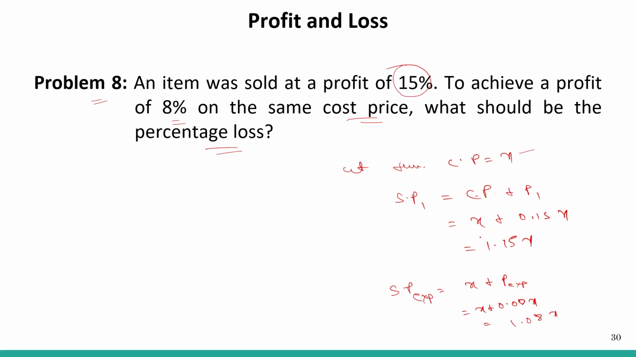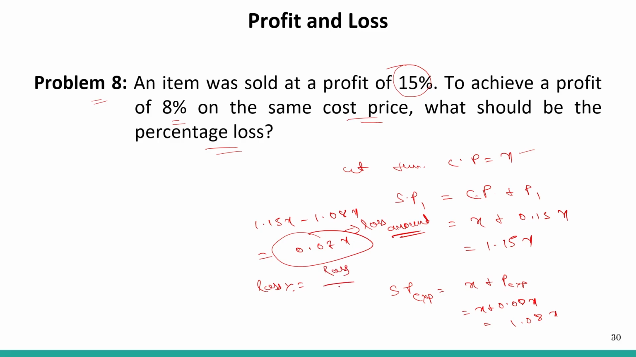So the loss percentage will be, 1.15x minus 1.08x is equal to what? 0.07x. So this is the loss amount. Loss percentage is equal to, we know, loss by CP into 100.